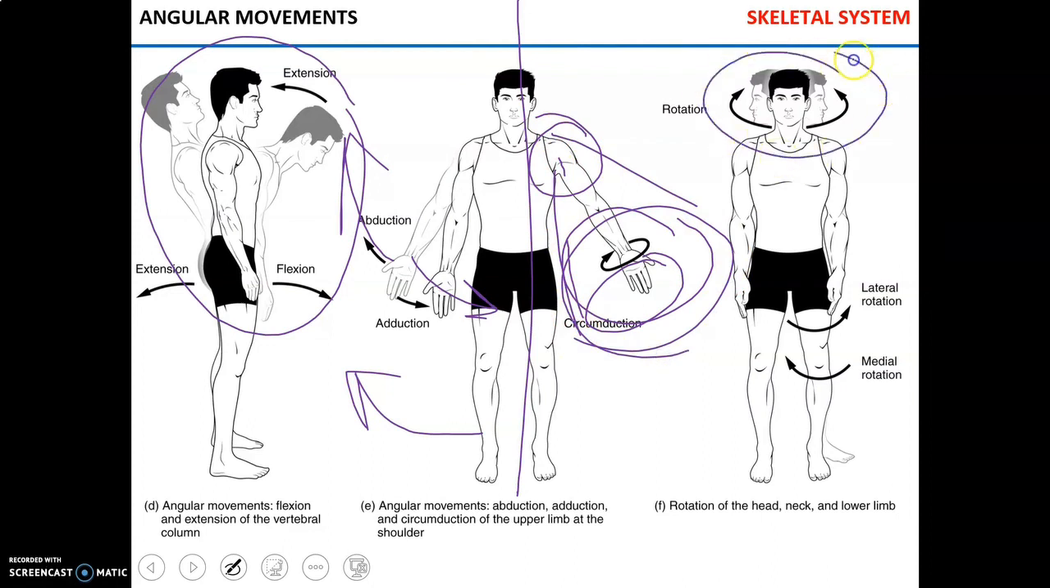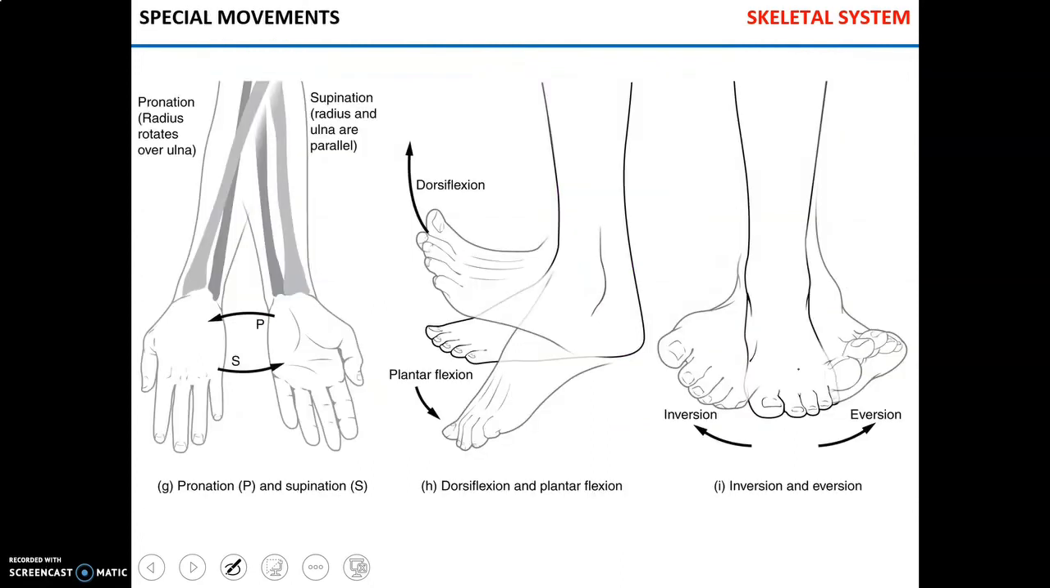Rotation, the head, you can rotate the trunk. Basically, rotation is the movement of the entire part around the vertical axis. You can rotate, by the way, your hip. You can rotate it laterally or medially. And finally, some special movements. So when you stick your arms forward and your palms are facing up, that's supination. And when they're facing down, it's pronation.